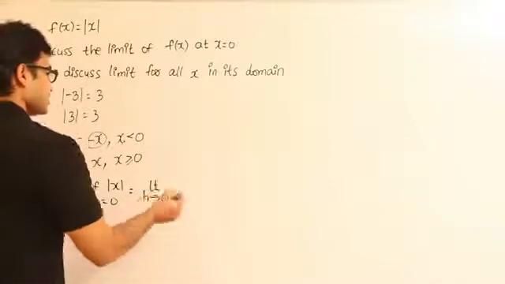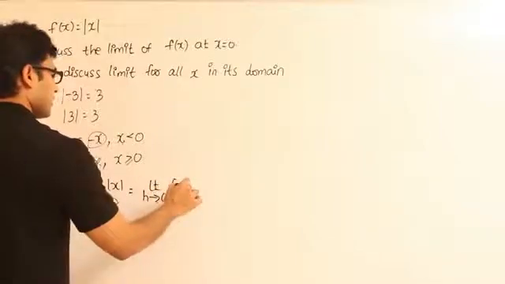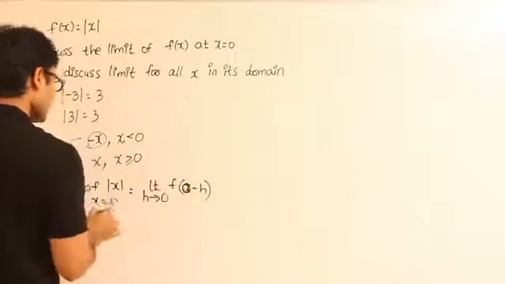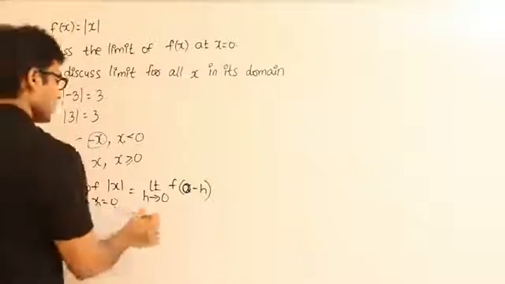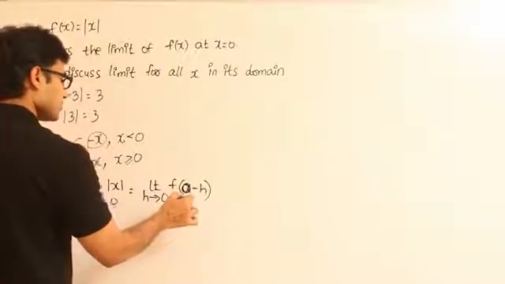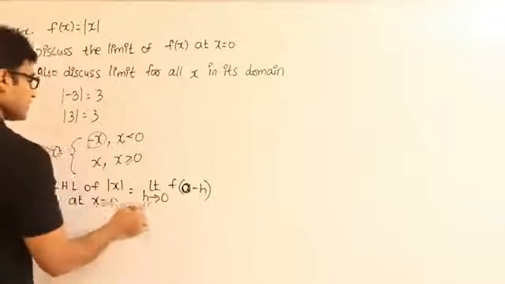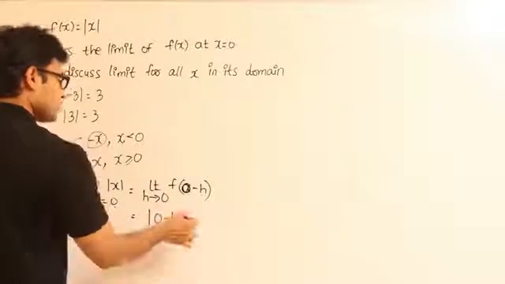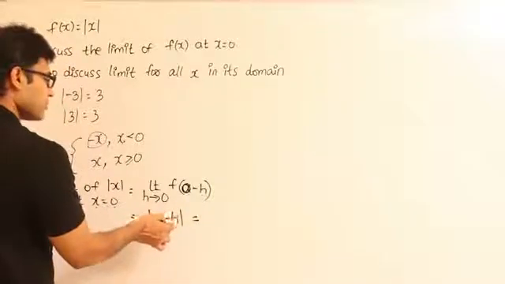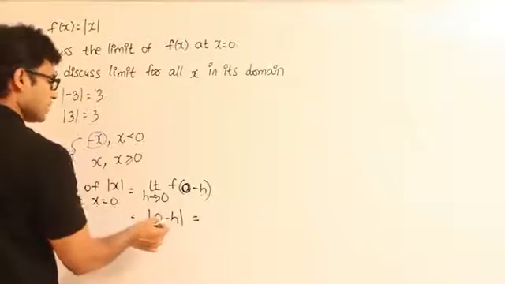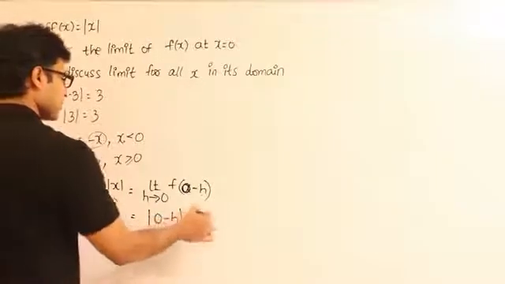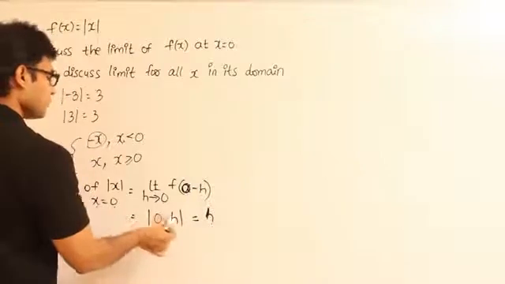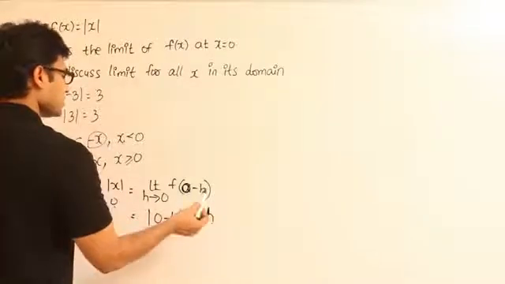Limit x tends to 0 of f of x minus h. In this case it is going to be 0 minus h. Why 0? Because we are talking about x equal to 0, right? So what does it mean? In place of x you are supposed to substitute 0 minus h, so that it equals mod of 0 minus h. So we know that h is a small positive number, and 0 minus h is definitely a negative number. Since it is a negative number, we are going to have h. h is a positive number, minus h is a negative number. So when we give it a negative number, the output is going to be h itself.